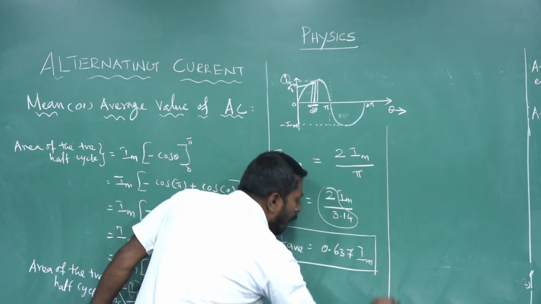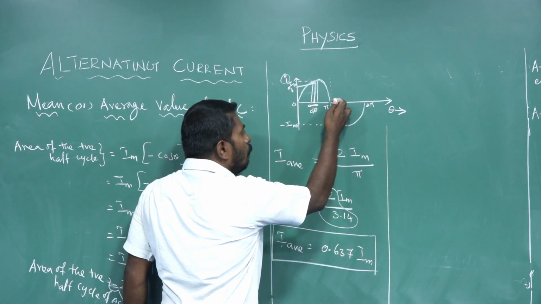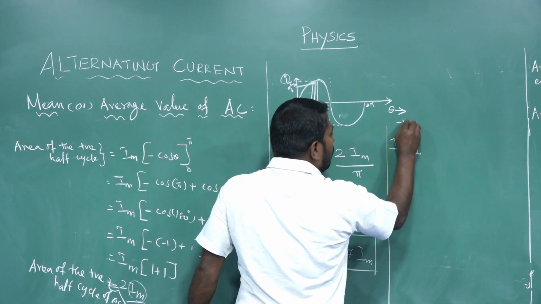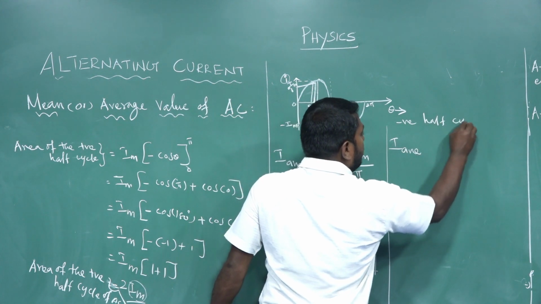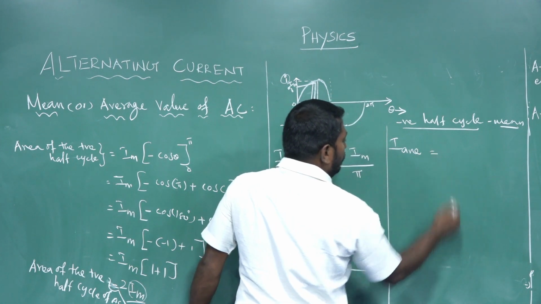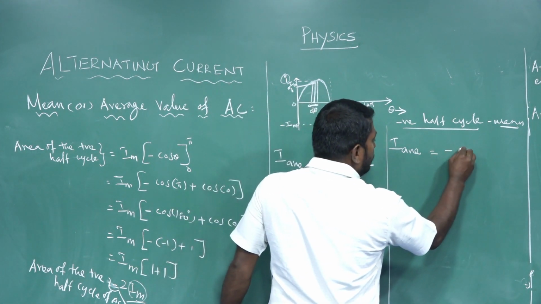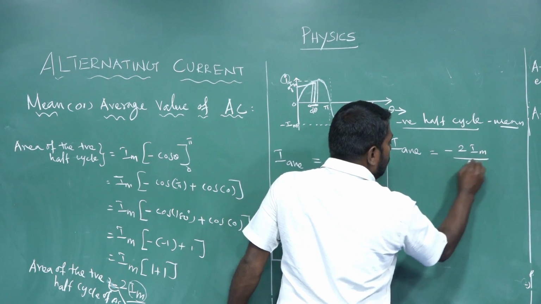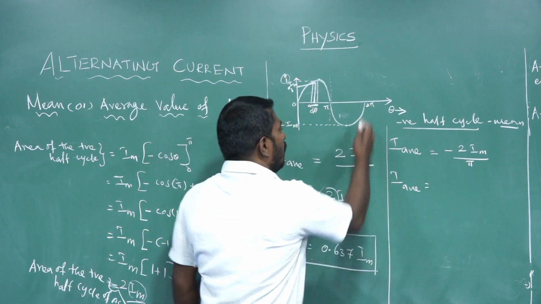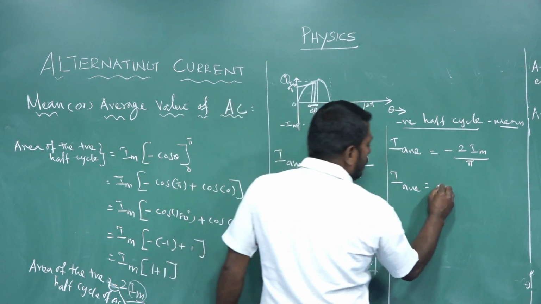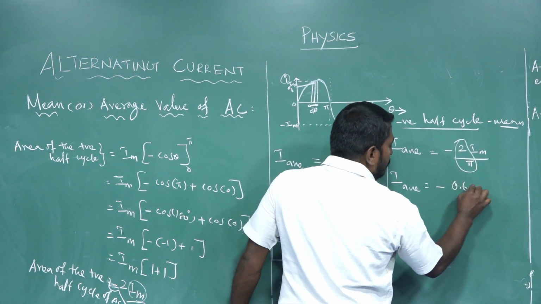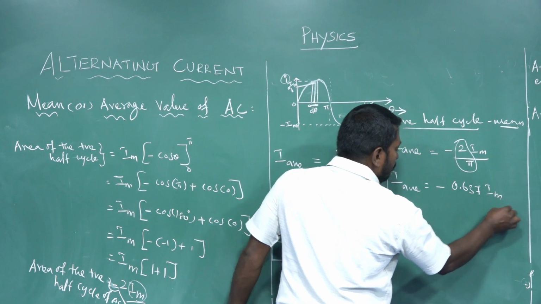Then see the average value of alternating current over a negative half cycle. I average over the negative half cycle of AC, that is the mean value, is equal to minus 2Im divided by pi. So the average value over a negative half cycle of AC is equal to negative 2 divided by pi, which is minus 0.637 times Im.